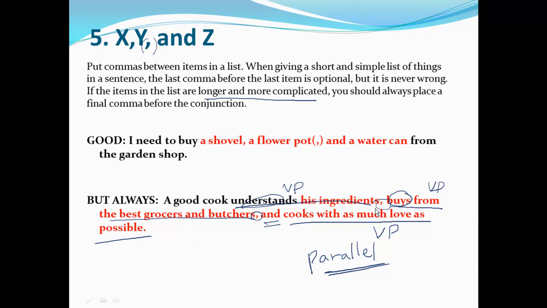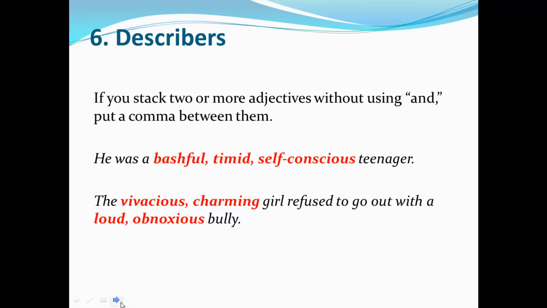So, understands his ingredients, buys from the best grocers and butchers, cooks with as much love as possible. You can see this beautiful symmetry of verb and a noun phrase, verb and a noun phrase, and a verb and a noun phrase, right? So this is symmetrical, therefore it's parallel. Parallel is beautiful. Okay, the next one is describers.